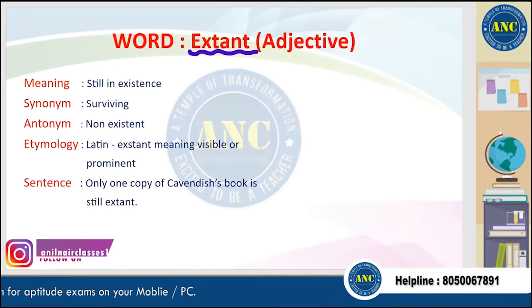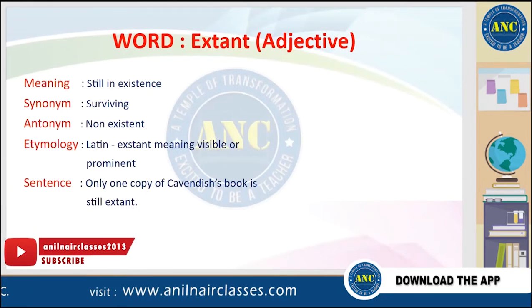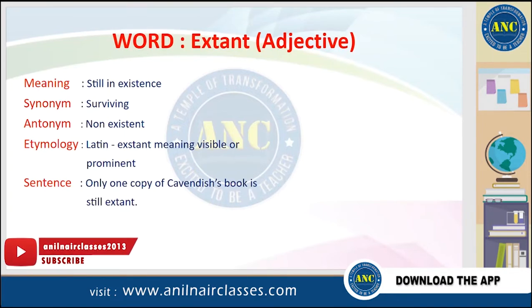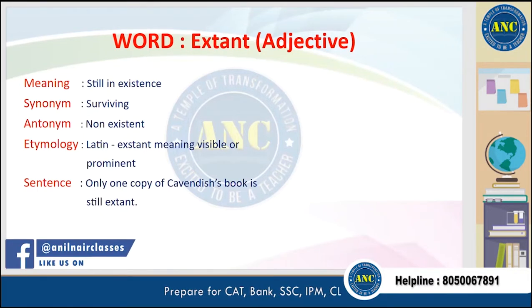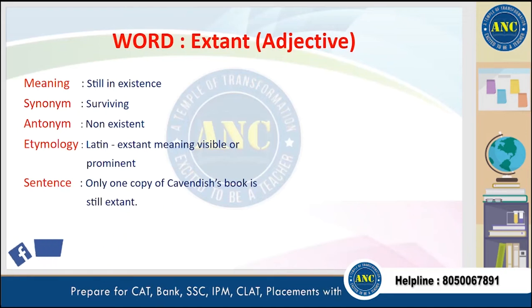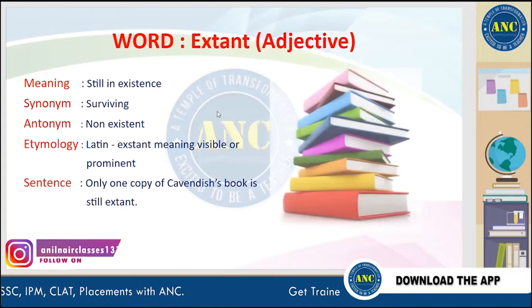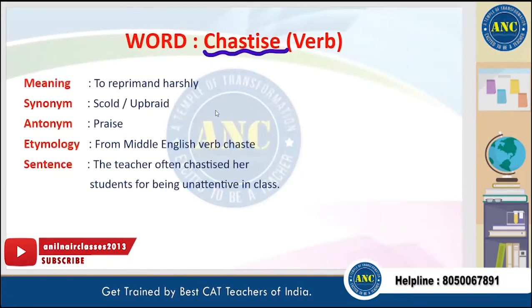Extant. Extant means to still be in existence. A synonym for it is surviving. An antonym means non-existent. The etymology of extant is that it's derived from a Latin word, extant, meaning visible or prominent. A sentence that I use to remember extant is only one copy of Cavendish's book is still extant. So that means there's only one copy of the book still in existence. Moving on to the next word, chastise.